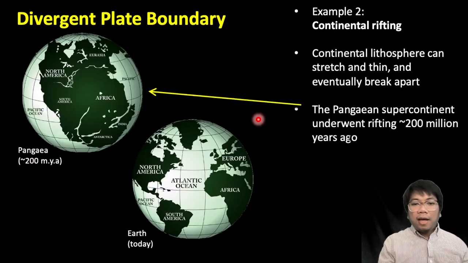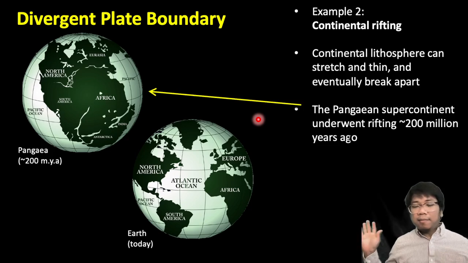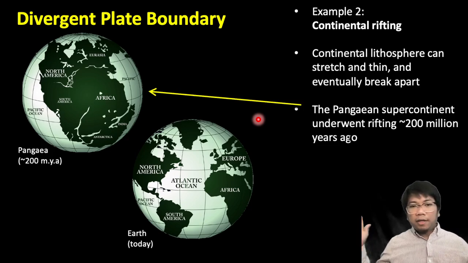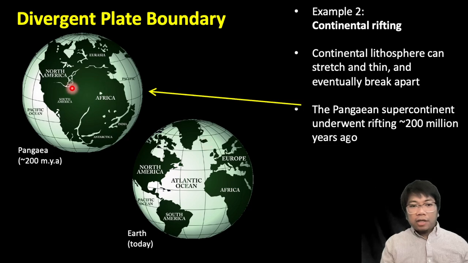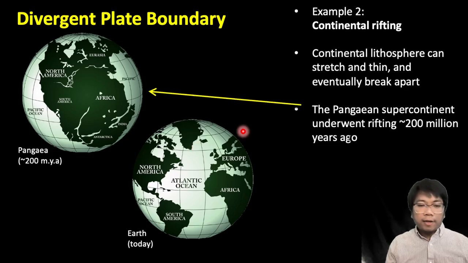And this process happened in the past already, like 200 million years ago when the supercontinent Pangaea split apart. That process actually caused the North American continent, which is right there, to be separated from the African continent on the opposite side. So therefore, it creates that configuration that we are familiar with on the present day.